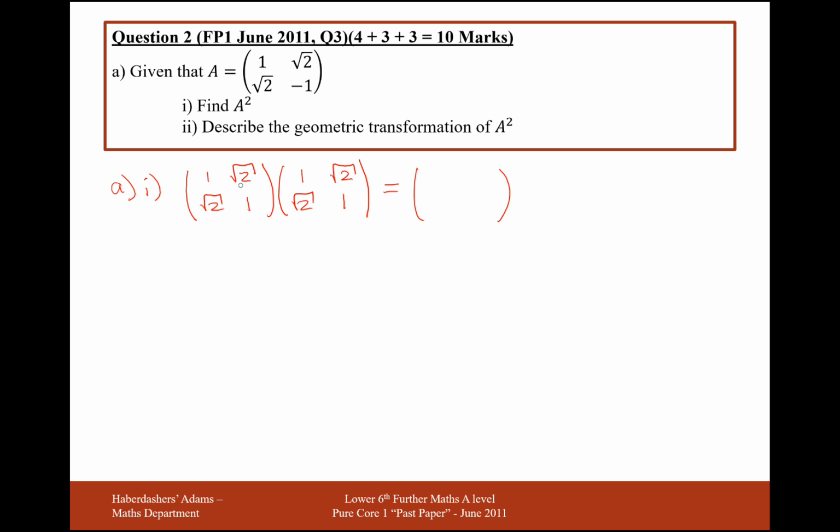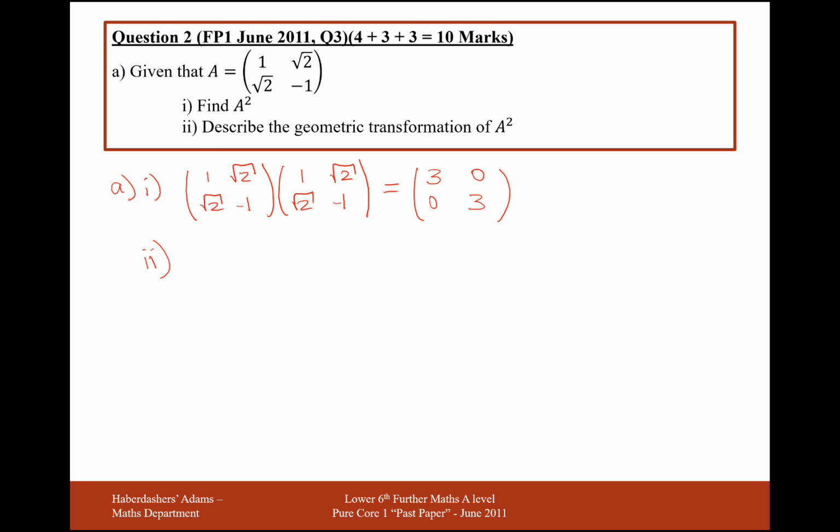So 1 times 1 is 1, root 2 times root 2 is 2, 1 add the 2 gives me 3. 1 times root 2, oh, got minuses here. 1 times root 2, and root 2 times minus 1 is minus root 2. Root 2 take away root 2 is 0. Root 2 times 1 here is root 2, take away 1 times root 2 is 0 again. And root 2 times root 2 is 2. Minus 1 times minus 1 is 1. So 2 add the 1 gives me 3. So that's the answer to part A(i).